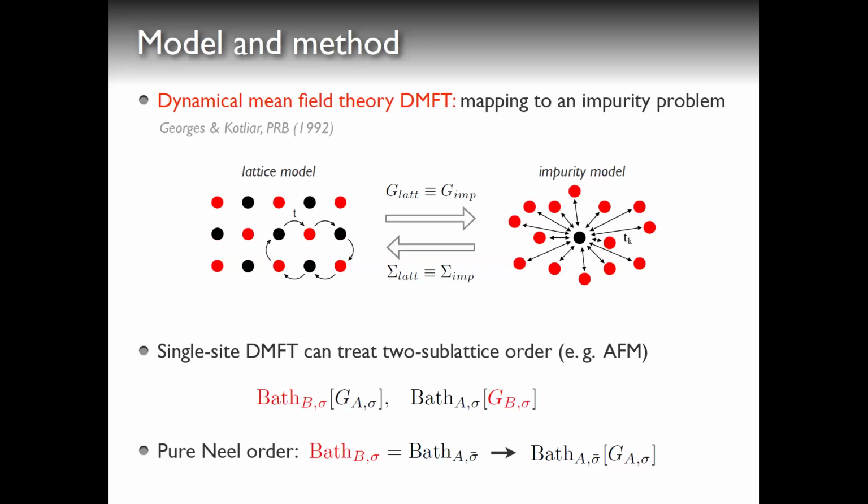And this allows us to collapse the two coupled self-consistency loops into a single self-consistency loop where at some point we swap the spin in the self-consistency loop.